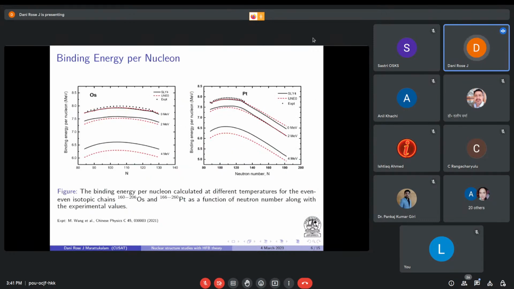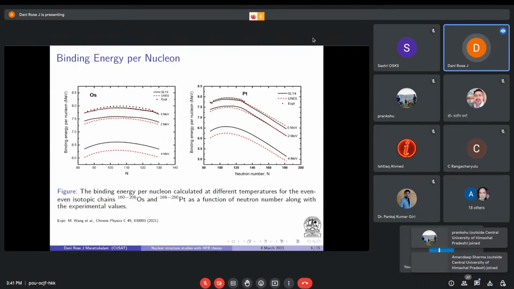The first property that I calculated was the binding energy per nucleon for these isotopes. As we move from a lower neutron number to a higher neutron number, we have obtained values for binding energy of these nuclei, and also at different temperatures, 0 MeV, 2 MeV and 4 MeV. As expected, once the temperature is increased, these nuclei tend to expand and thus have a lower binding energy than those in the ground state, 0 MeV.